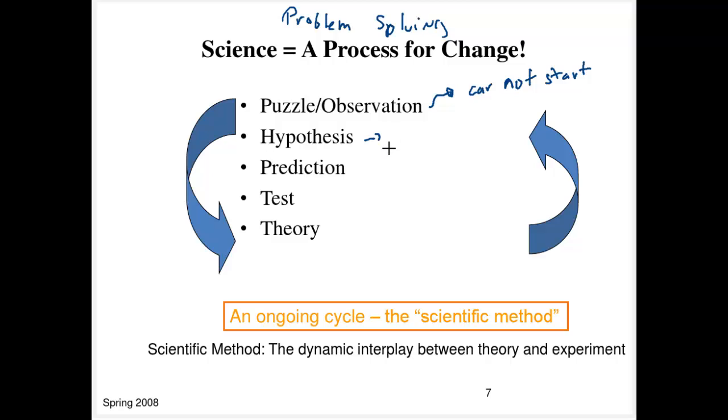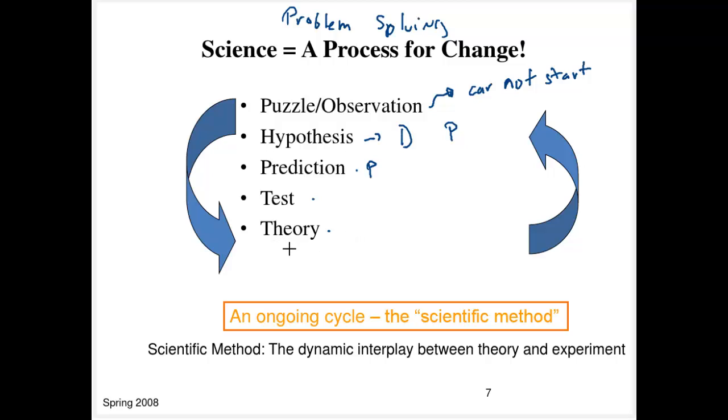Take a look at my car. It could be a whole lot of things. My hypothesis is my car is not starting because it is in drive instead of park. Make a prediction: I'm going to put my car into park and see if it'll start. Test my theory: try to start my car. Theory: a car is not going to start in drive. It has to be in park to start.